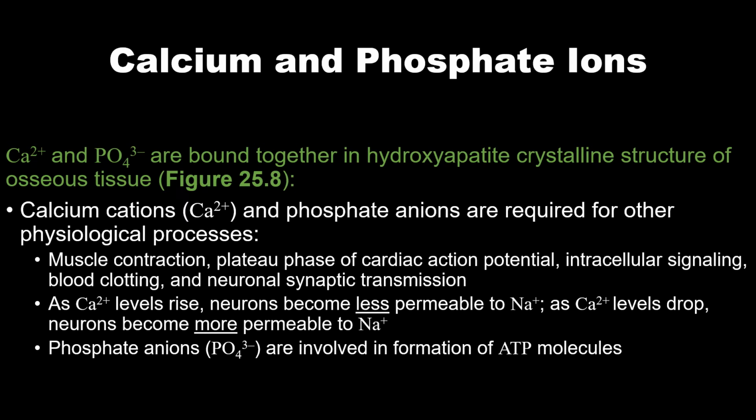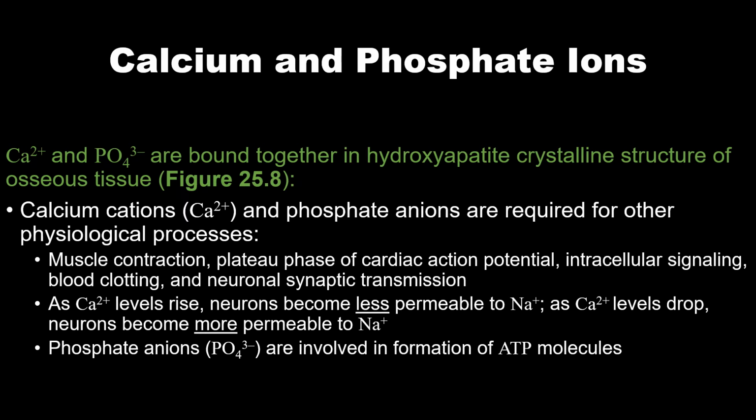Calcium ions are also required for muscle contraction, the plateau phase of the cardiac action potential, intracellular signaling, blood clotting, neuronal synaptic transmission, and many more. In addition, they have another important role, the excitation of neurons. When calcium ion levels rise, neurons become less permeable to sodium ions, and the reverse is also true as well. As calcium goes down, neurons become more permeable to sodium.